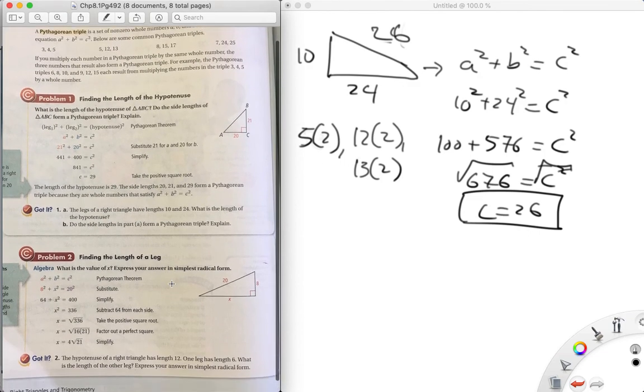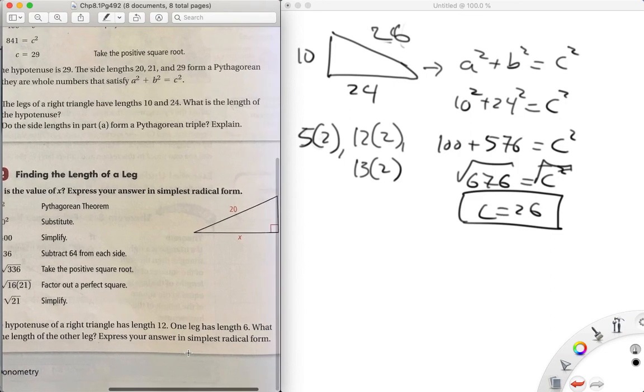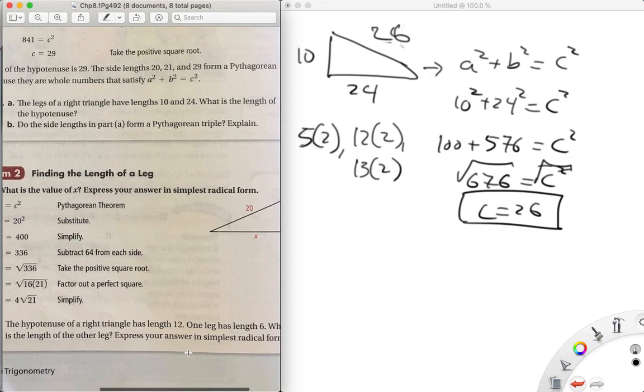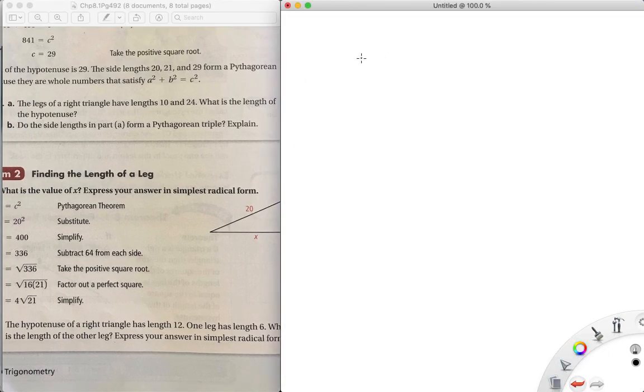Alright, so here we have a hypotenuse. What is the other leg? For this one, we have a hypotenuse of 12. We have a leg of 6. We want to know what this other guy is. So a squared plus b squared equals c squared. They give us a squared.